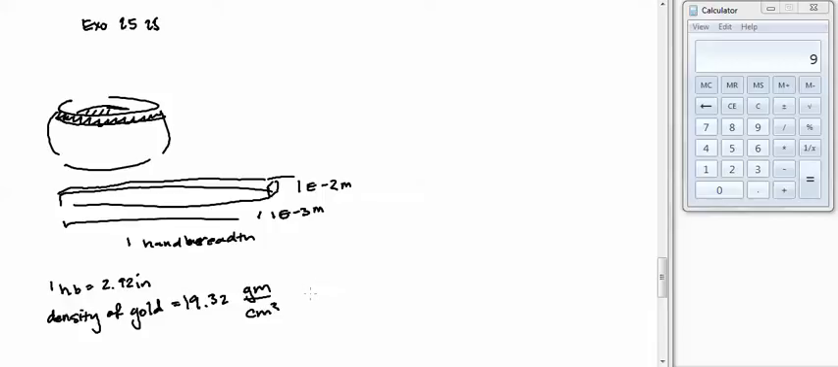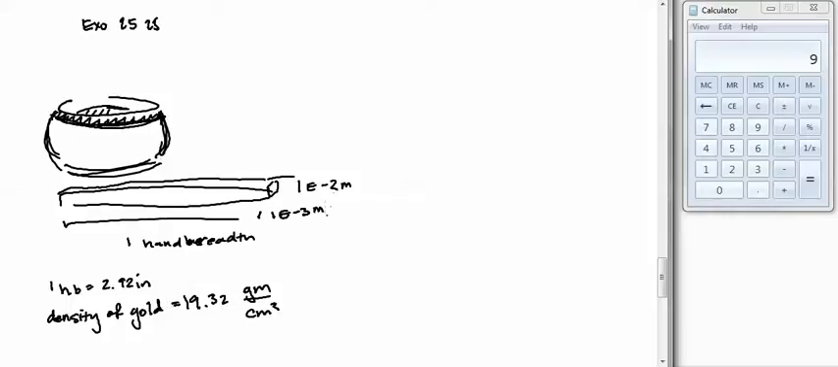All right, so we got a band of gold according to Exodus 25:25, and what we're going to do is we need to wrap this around a bowl. So here's my little bowl or pot or vase. I'm not exactly sure the context of this thing, but it's a little piece of gold strip around here.